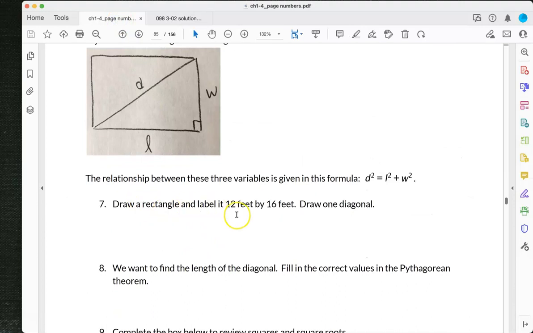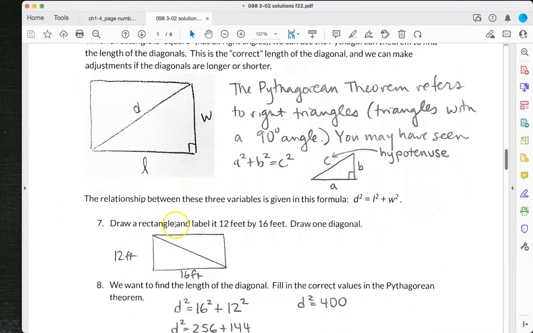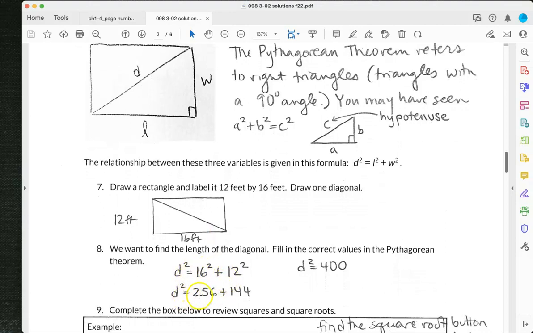Let's draw a rectangle, and then we'll label it a 12 by 16 rectangle and draw one diagonal in that rectangle. So here is my rectangle, and I've labeled the width and the length, and I drew in a diagonal, and here's my right angle. So I'm trying to find how long the hypotenuse is, and here is my formula to fill in for the Pythagorean theorem. So you're using this format. D is what you don't know. L gets replaced by 16. W gets replaced by 12.